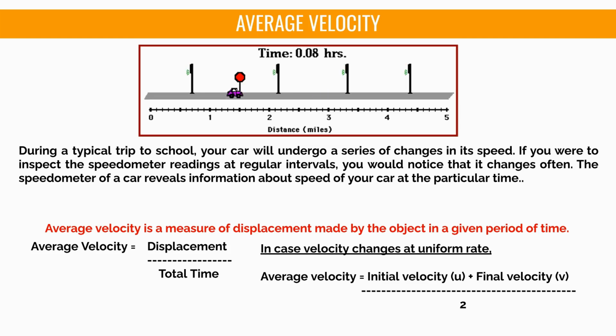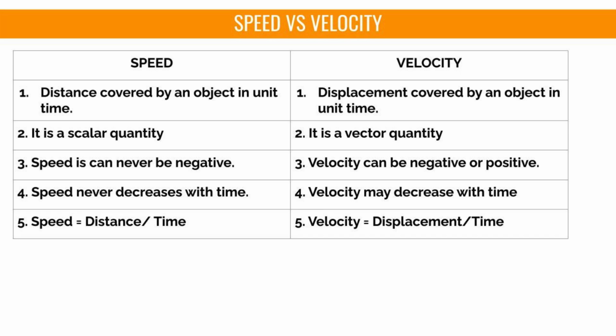If velocity changes at a uniform rate, that means motion is uniformly accelerated. Then average velocity can be calculated using average velocity equals initial velocity plus final velocity, divided by 2.